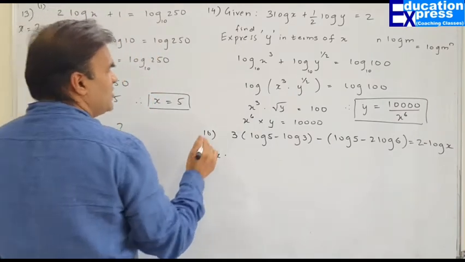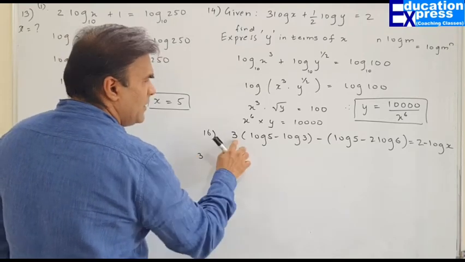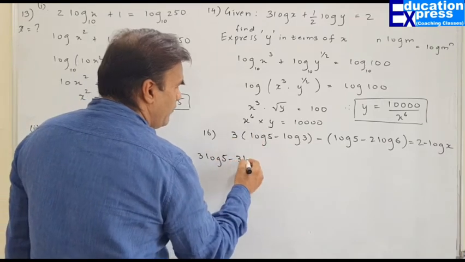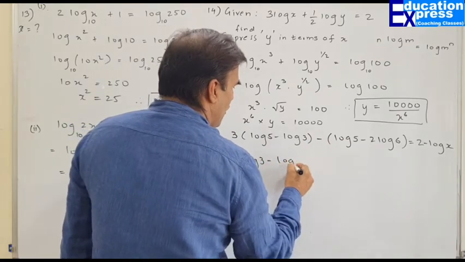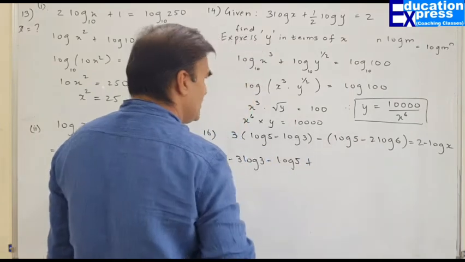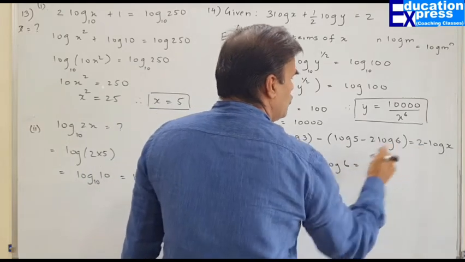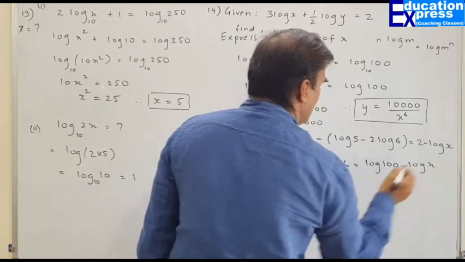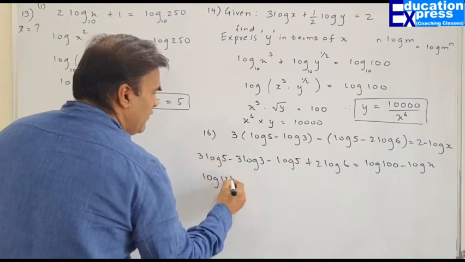Look at question number 16. Now question number 16 says 3 into log 5 minus 3 log 3 minus log 5. What about this? So this can be written as minus into minus plus 2 log 6, which is equal to, so 2 can be written as log of 100 minus log of x. Absolutely brilliant. This can be written as log of 5 cube, that is 125.